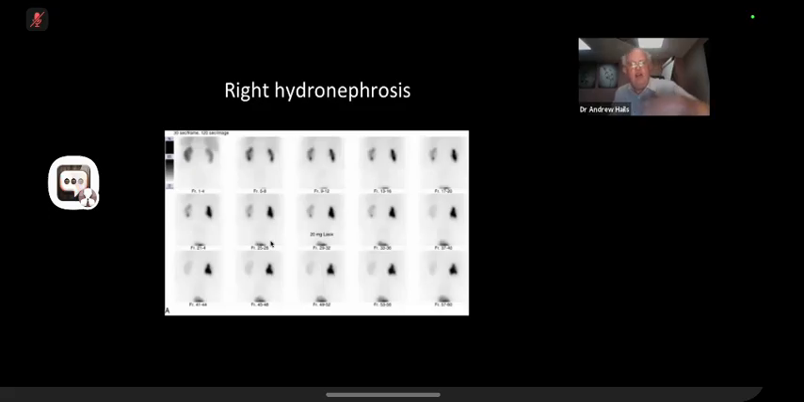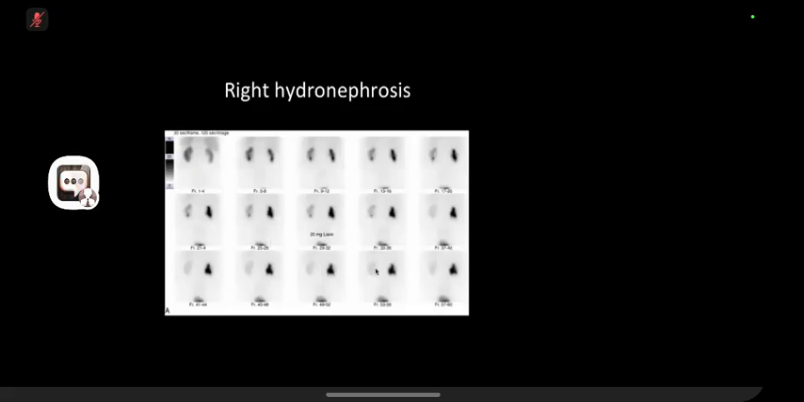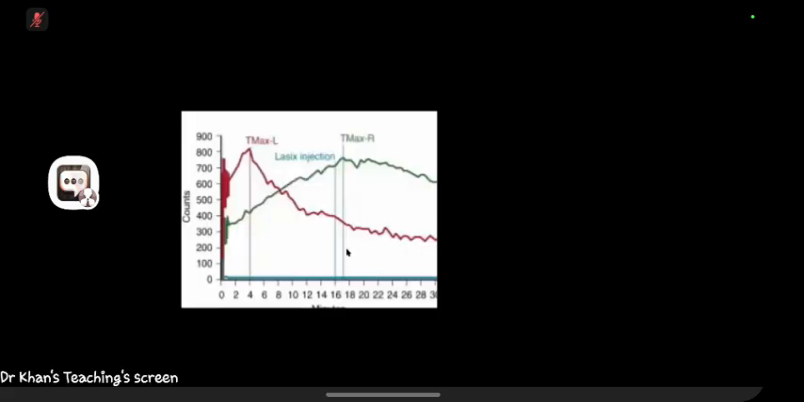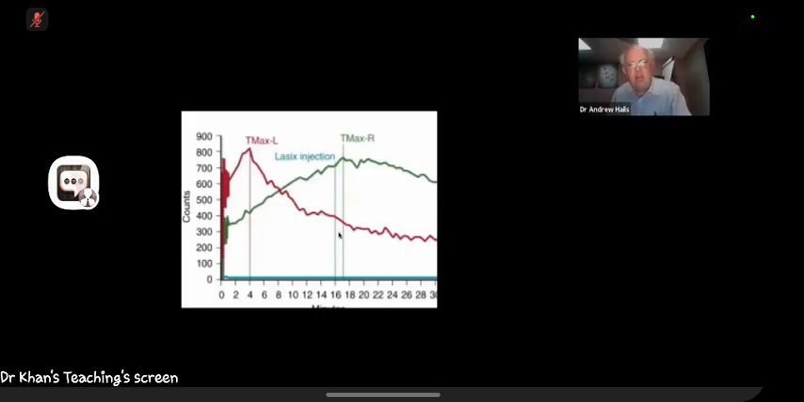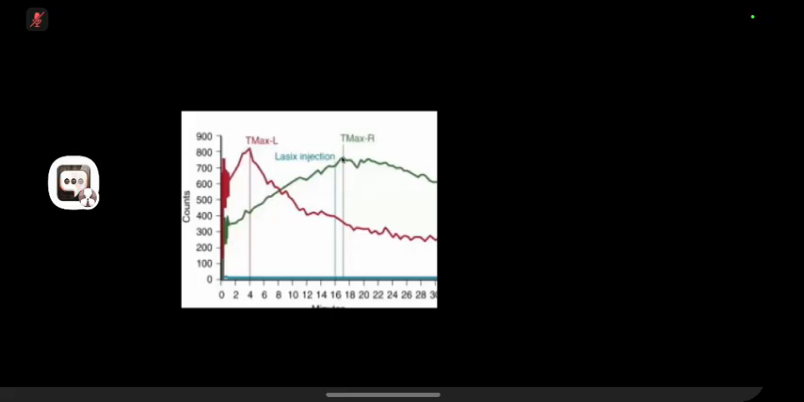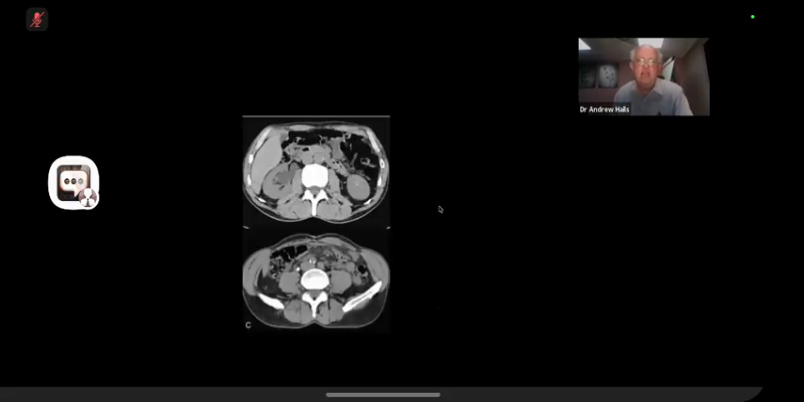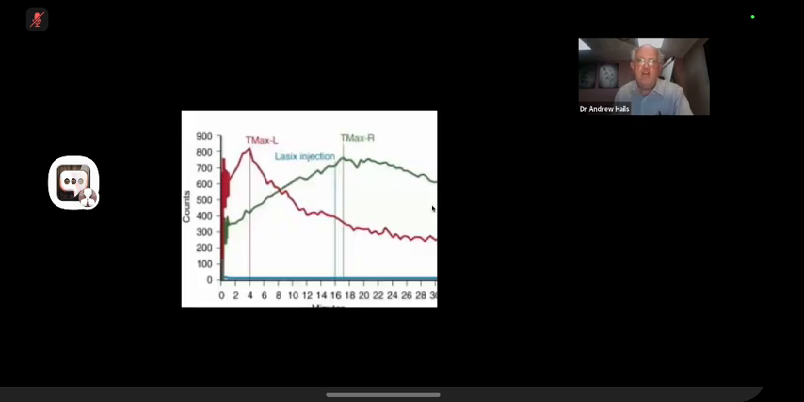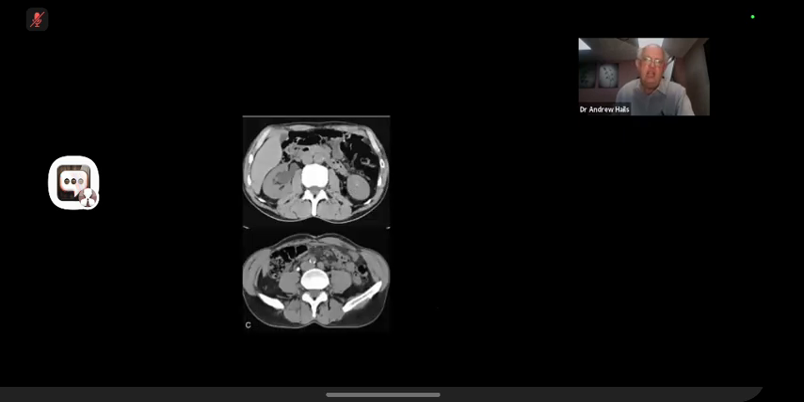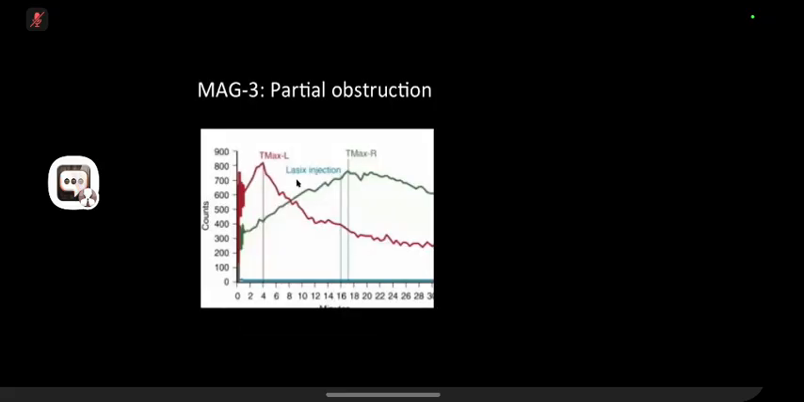Now this person, right hydronephrosis, and they have the diuretic injection, and the left side's fallen very nicely. The right side falls a bit, but doesn't really fall normally. It doesn't come down here. It drops a little bit. So it's partial obstruction, because these things are not a matter of completely obstructed or completely patent. So this person does have a problem. They've got a partial obstruction to their right kidney. You see here the hydronephrosis.